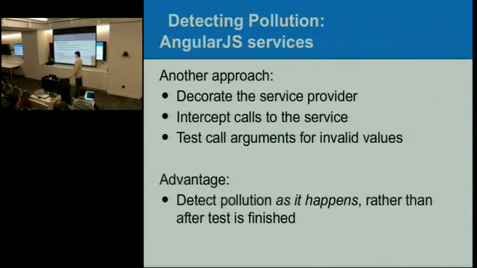Now, there's another approach to decorating AngularJS services. This approach is much more complicated, but it's extremely useful for detecting not only that pollution is occurring, but exactly where that pollution is coming from. This approach involves decorating the service provider, intercepting calls to that service, and testing the call arguments against values that might be invalid for whatever reason, such as if they're accessing global functions or services that you wish to keep clean.